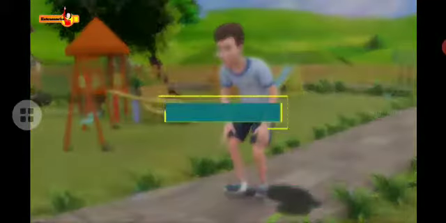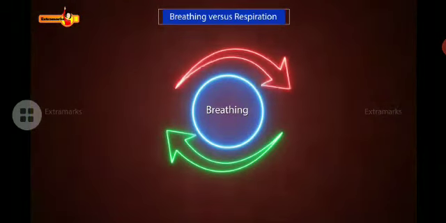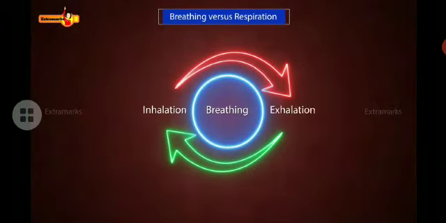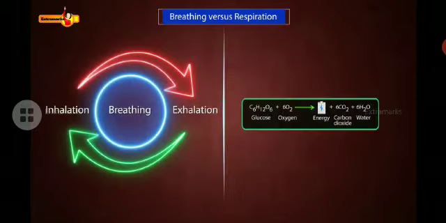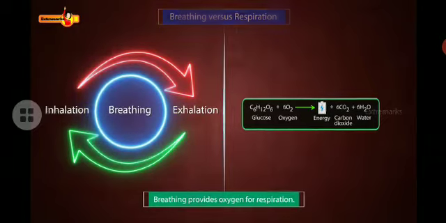Now, let us understand the difference between breathing and respiration. Breathing involves the process of inhalation and exhalation, whereas respiration is a biochemical process that involves oxidation of food molecules in the presence of oxygen. The key difference in the two is that breathing does not release energy while respiration releases energy, which we utilize to perform work. And breathing is a part of respiration.